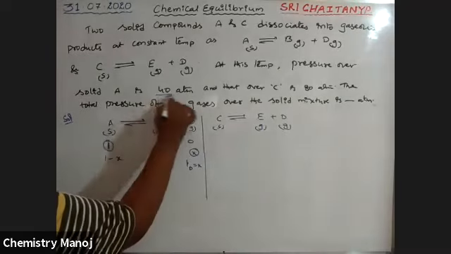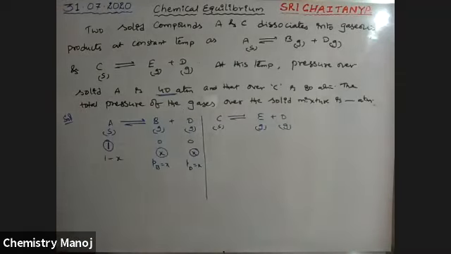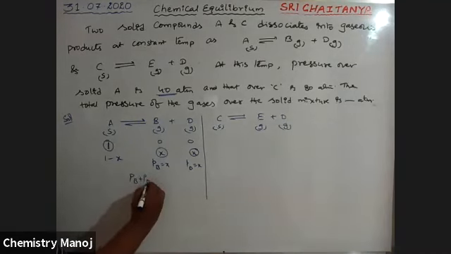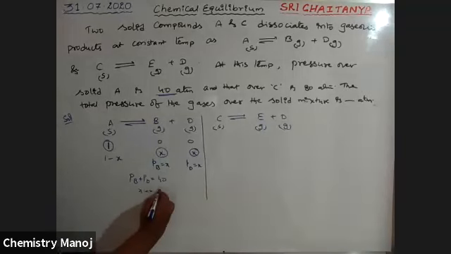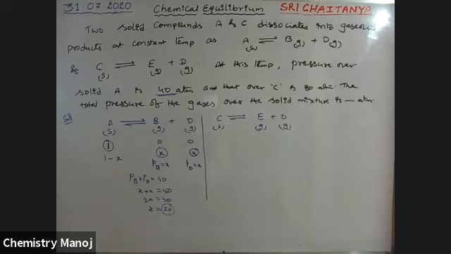The total pressure is given as 40 atmospheres, and therefore partial pressure of B plus partial pressure of D is equal to 40. Both of these are x, so x plus x is equal to 40, 2x is equal to 40, x is equal to 20. Therefore, Kp for this reaction, let it be Kp1, is equal to x into x, 20 into 20, which is equal to 400.